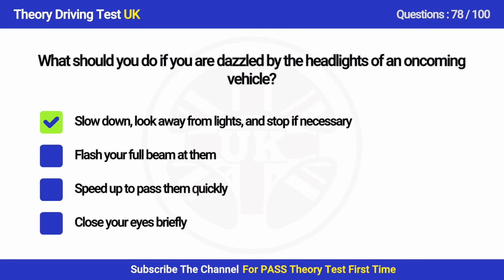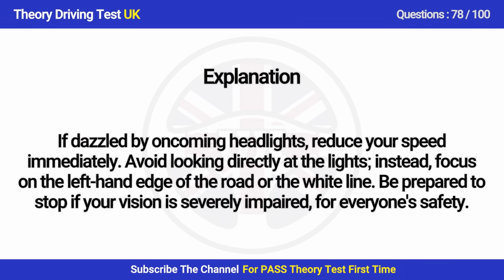Answer is A. Slow down, look away from lights and stop if necessary. If dazzled by oncoming headlights, reduce your speed immediately. Avoid looking directly at the lights. Instead, focus on the edge of the road or the white line. Be prepared to stop if your vision is severely impaired, for everyone's safety.